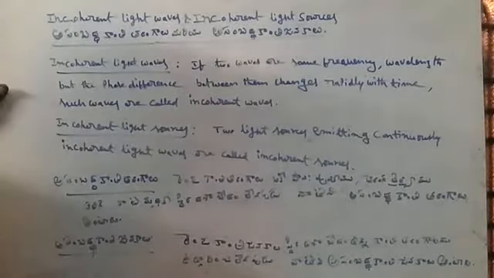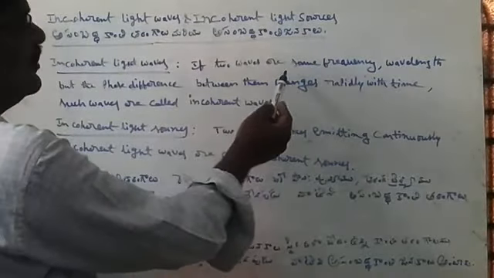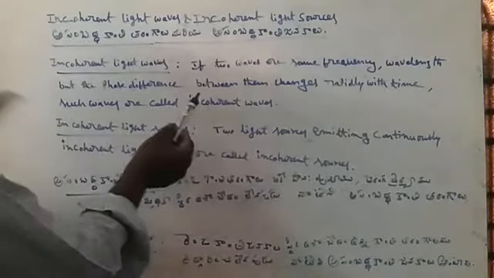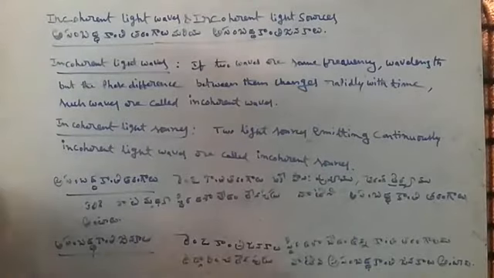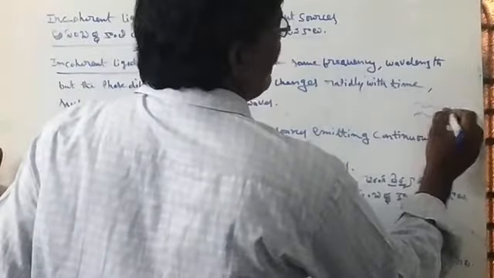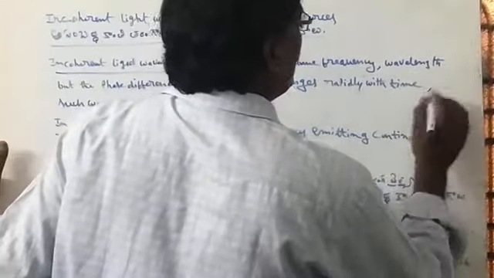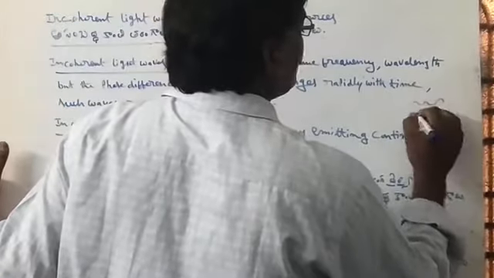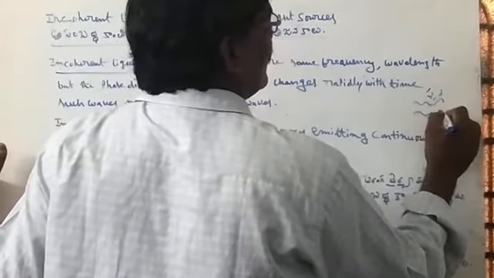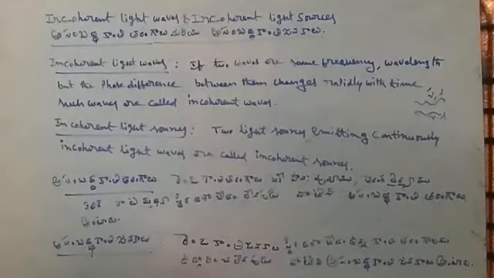Incoherent light waves. If two waves have the same frequency, same wavelength, but the phase difference between them changes rapidly with time, such waves are called incoherent waves.